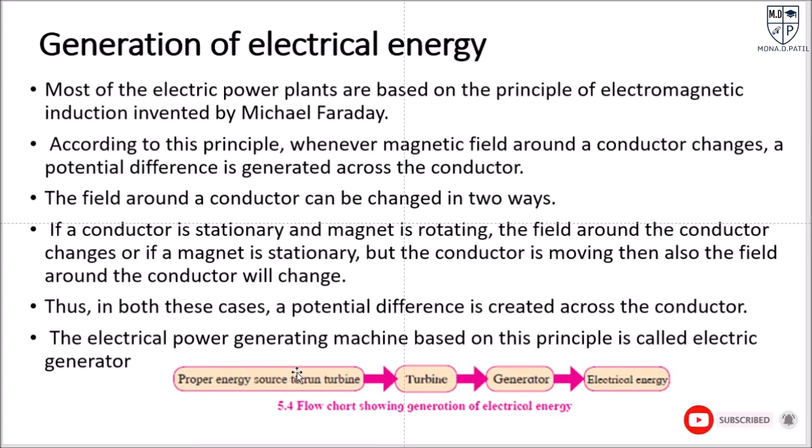The electrical power generating machine based on this principle is called an electric generator. So here, a proper energy source is needed to run the turbine. The turbine requires a source of energy to be run. Then with the help of the turbine, electricity can be generated with the help of the generator, and so we can obtain the electrical energy. So this is the basic way to obtain electrical energy or electric energy.